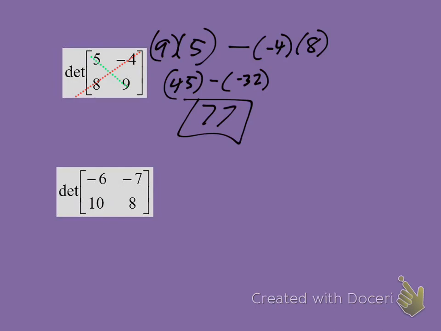Okay, go down to your second one, same way. Negative 6 times 8 minus negative 7 times 10. Negative 48 minus negative 70. So negative 48 plus 70, which ends up being, what, 22?